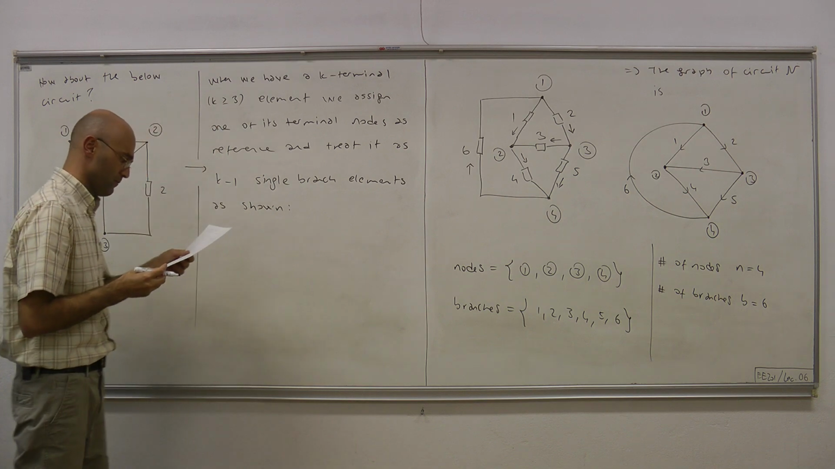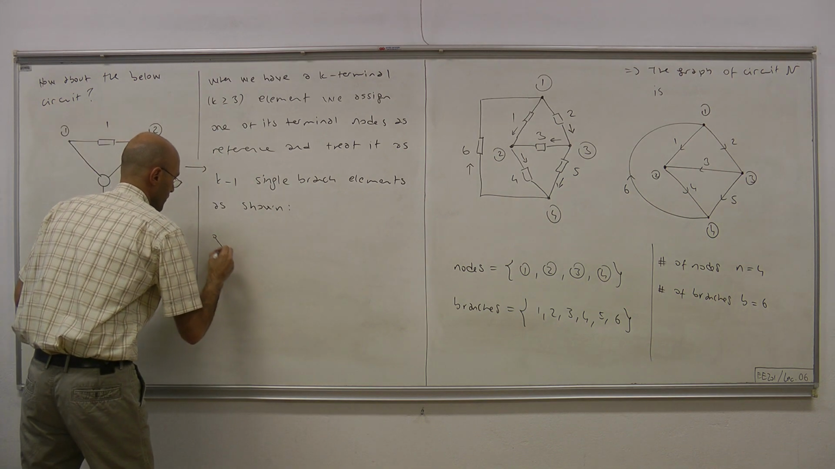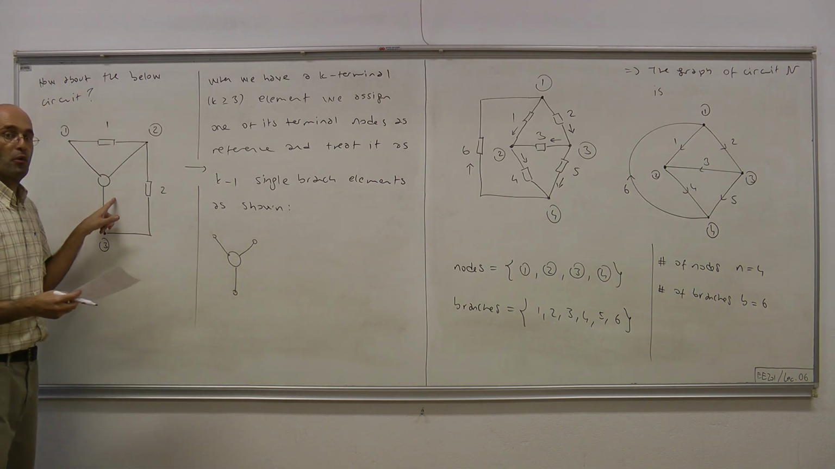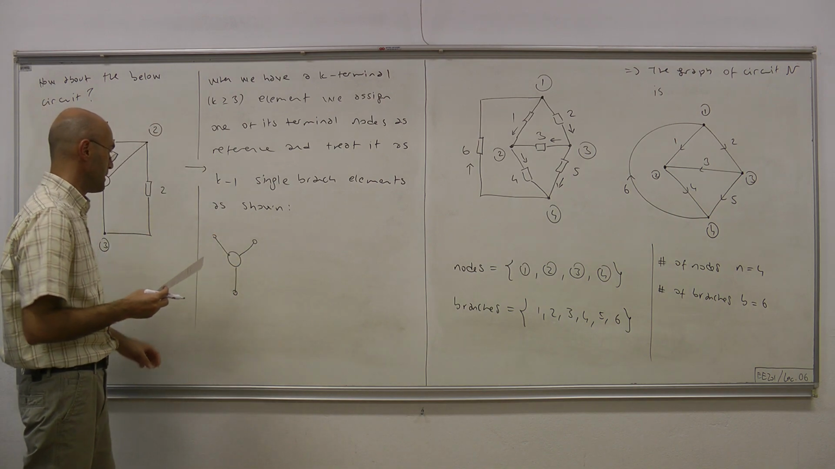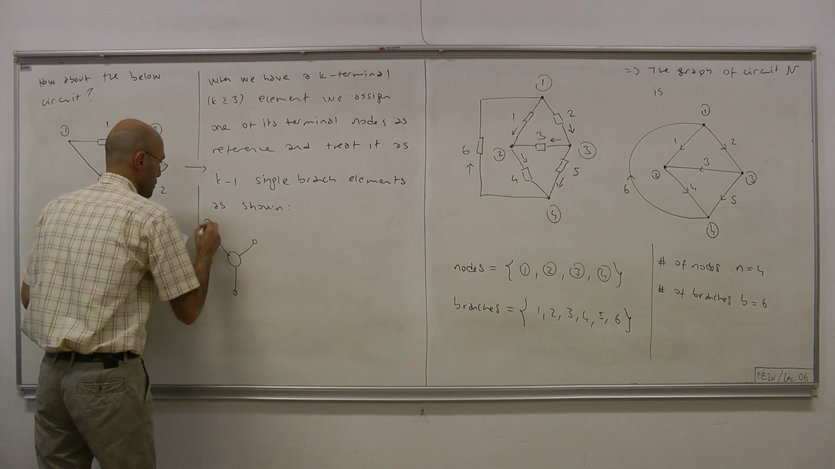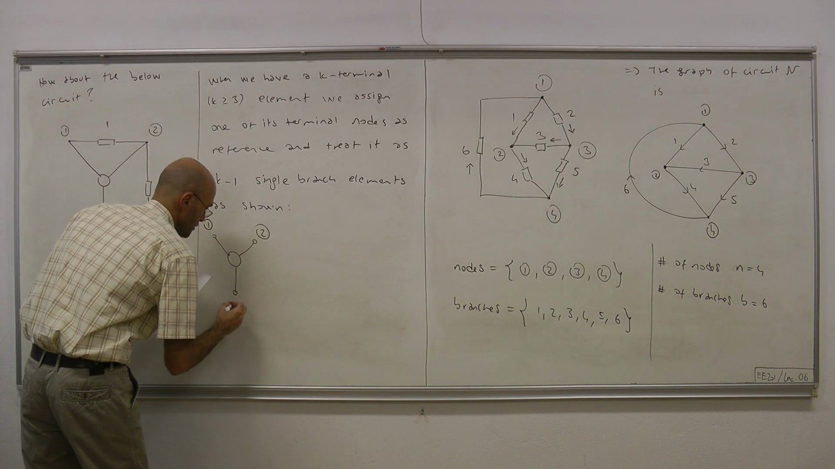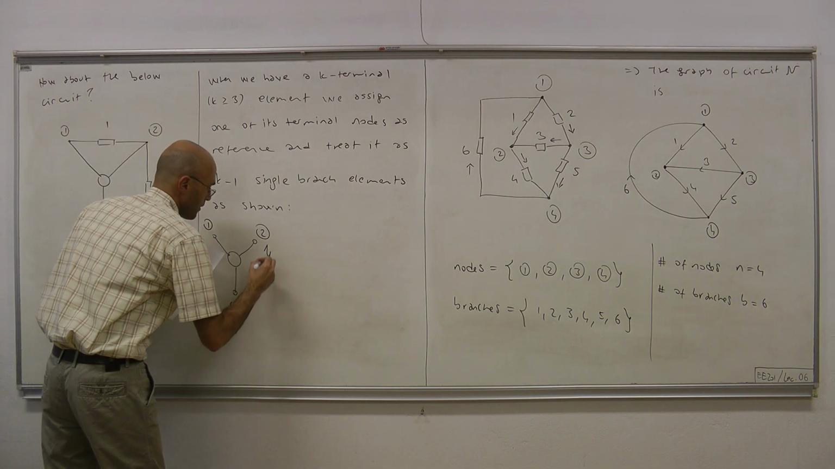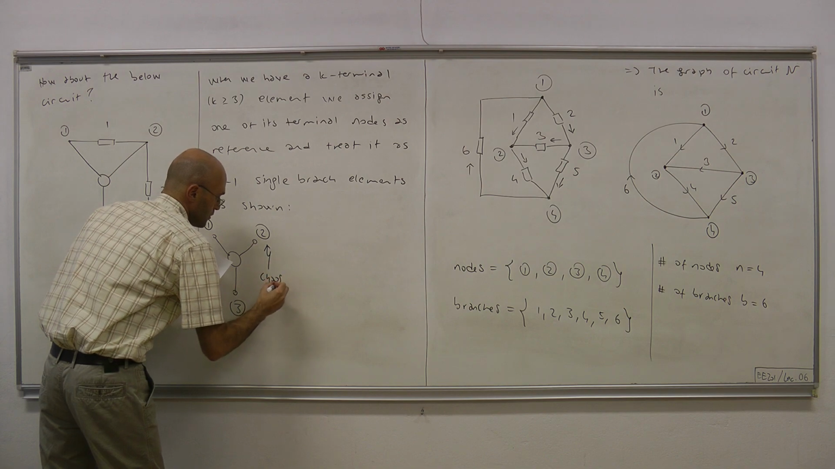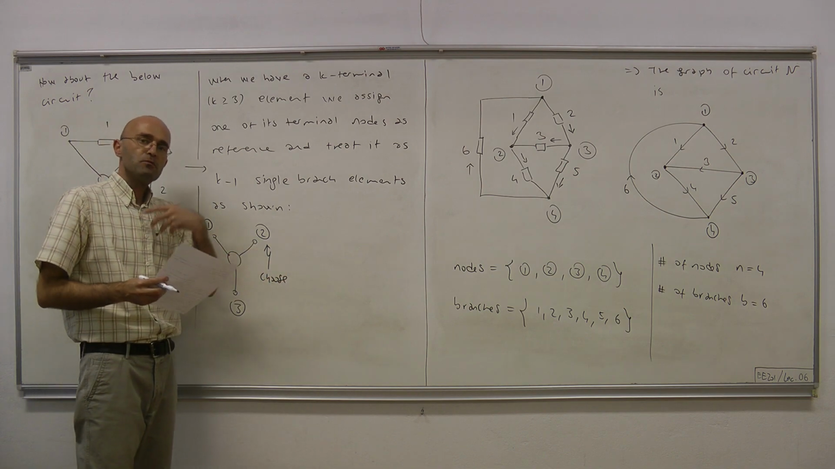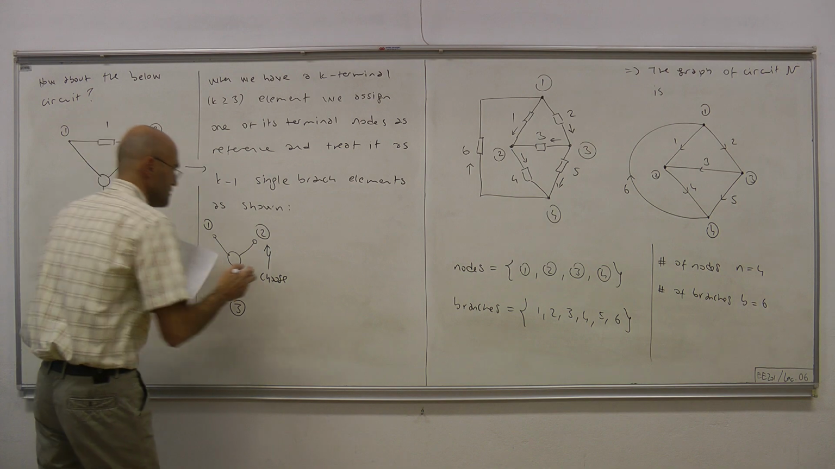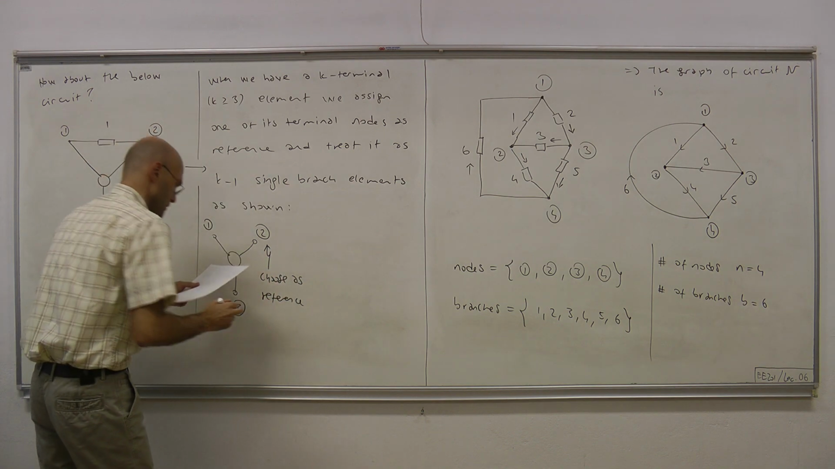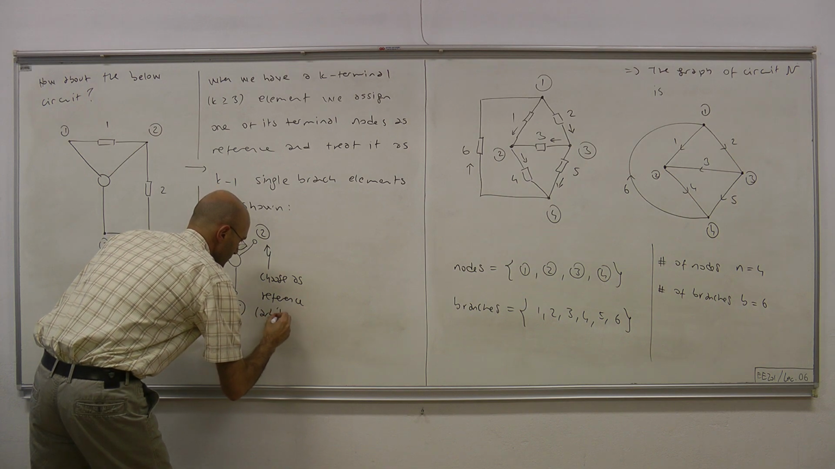As follows. Suppose that we have this component here drawn separately with nodes 1, 2, and 3. Okay. Now, let's choose the second node, just an arbitrary choice, as reference. Okay, this is an arbitrary choice.